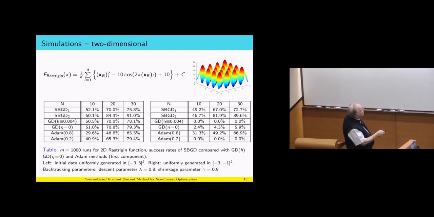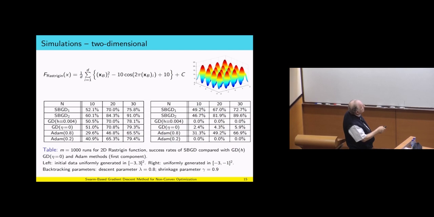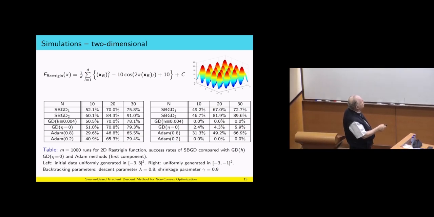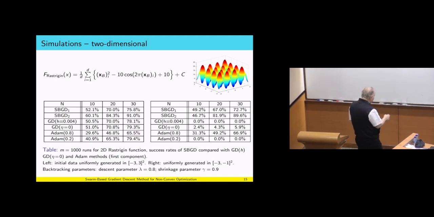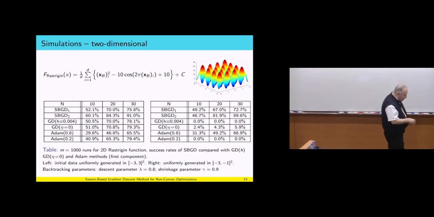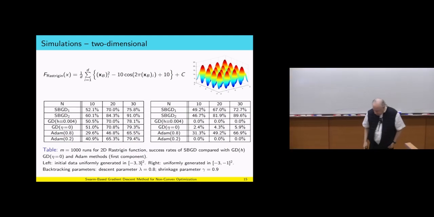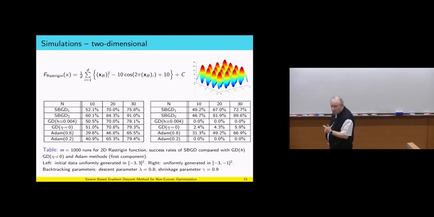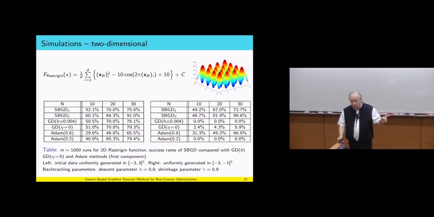Where the SBGD has this high success rate, you see everything drops, because all these methods, Adam 0.8, I will not get into the details. You really have to get out of your way, in order not to be stuck in some local minimum. And of course, the success of the method of the SBGD is not the leaders, it's the explorers. Without the explorers, it will not work.